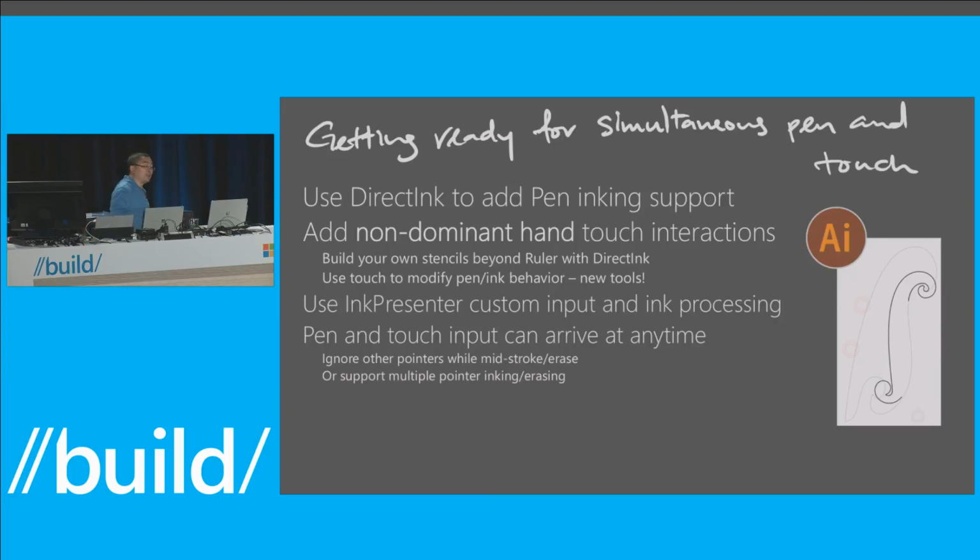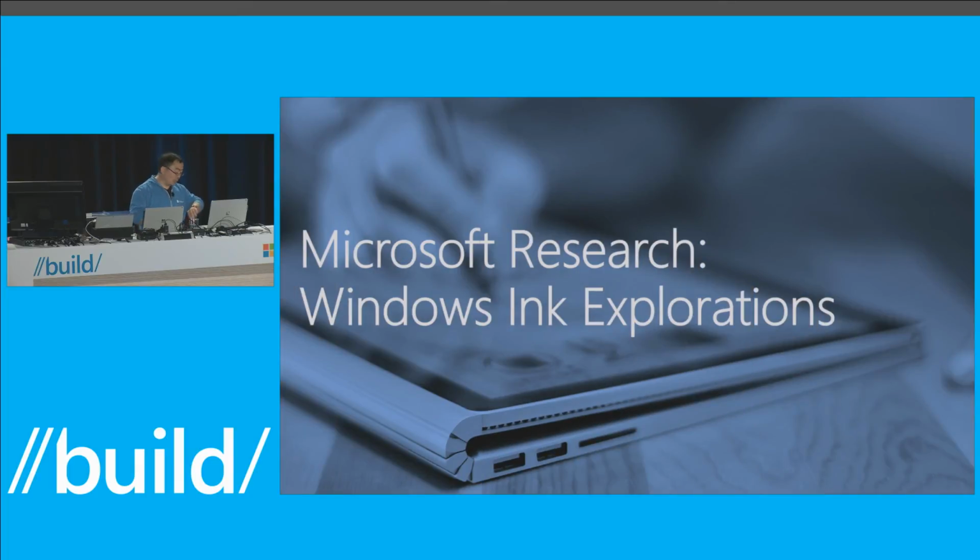And also keep in mind, pen and touch input can arrive at any time, even though you do not build a simultaneous pen and touch experience. You want to make your applications robust. And I just want to remind you, when pen and touch are working together, you can create very creative new tools. So we didn't stop there. We have been continuing to partner with Microsoft Research to push the boundary to have more prototypes and investigations above direct ink. I'm going to transition to Scott to show a demo from Microsoft Research.